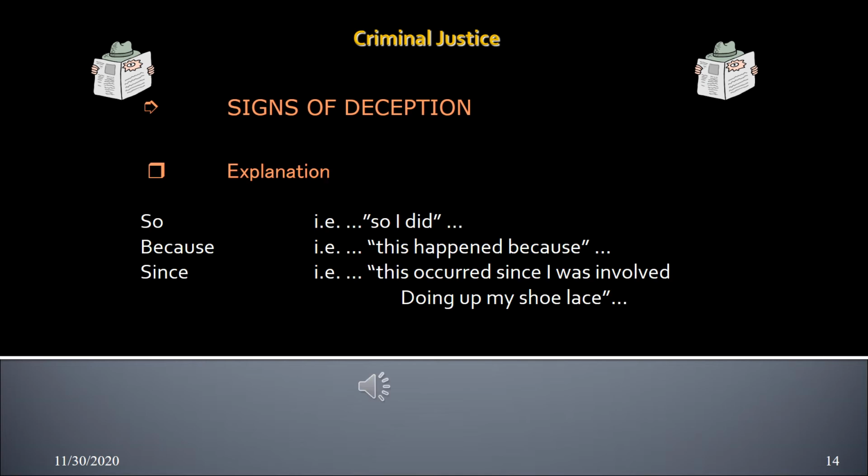Now, very similar to the term "just" are explanations: the words "so," "because," or "since." These are explanations, and I mentioned this a little bit before, that sometimes in a statement where a person is trying to conceal what they've done, they'll go on at length about justifying their actions.